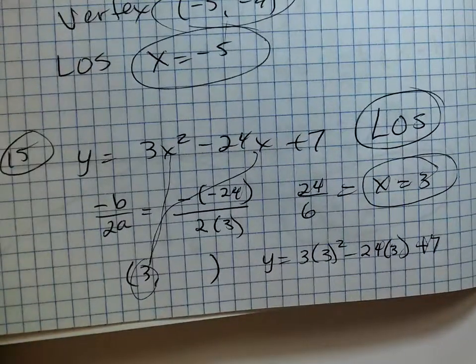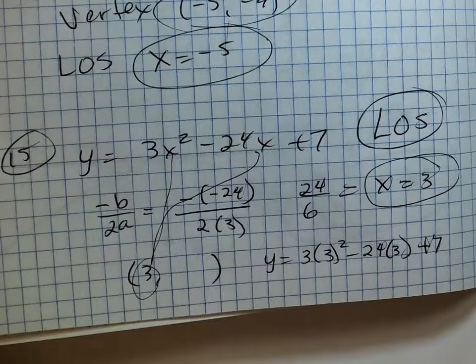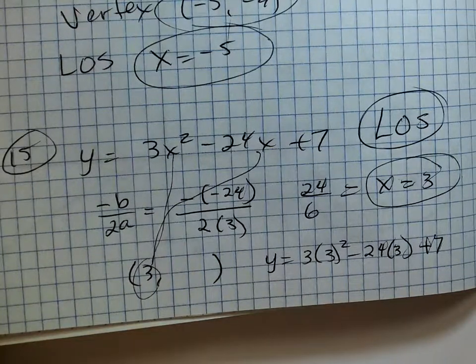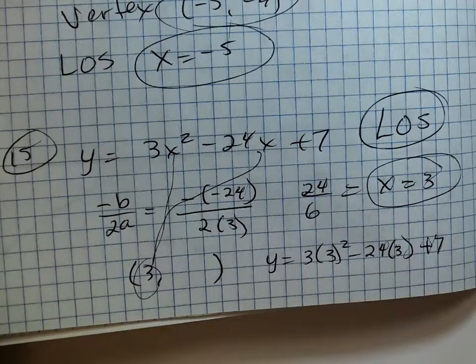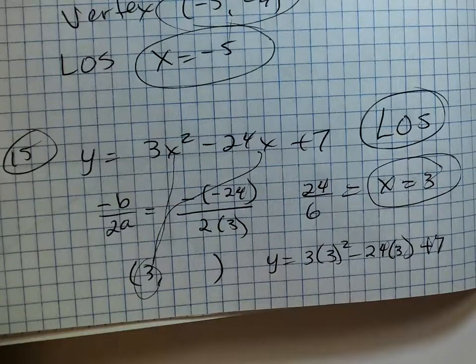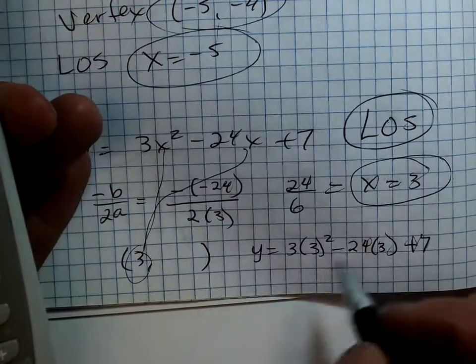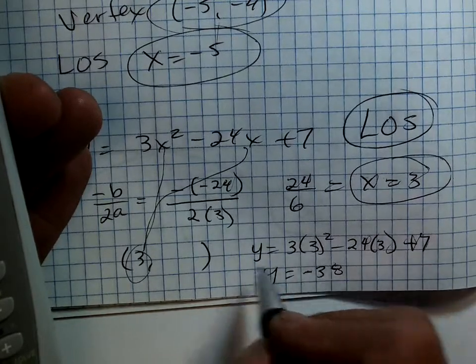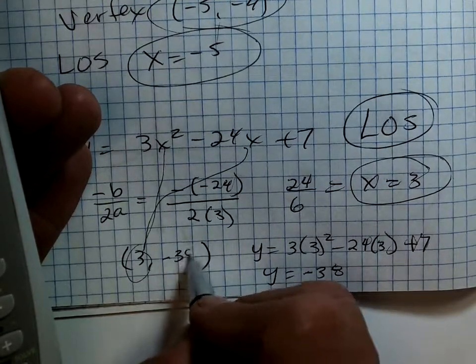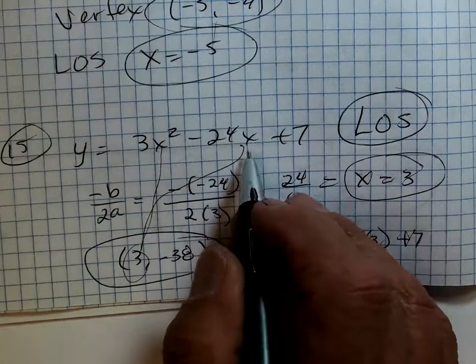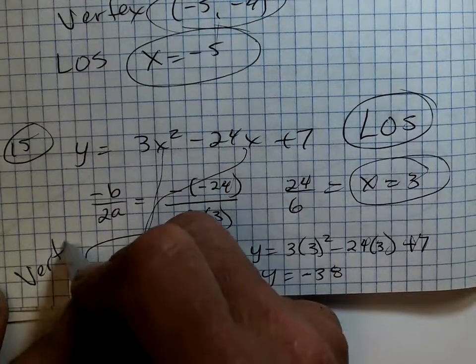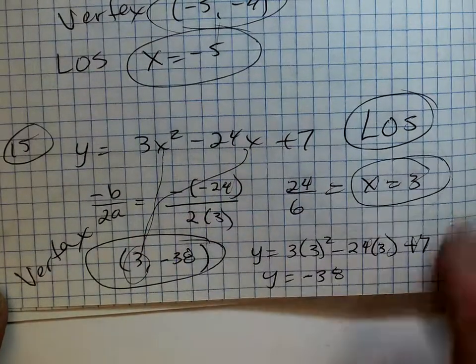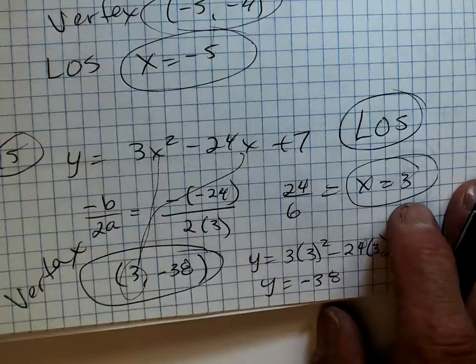Just do it and then I'll show it to you, okay? So 3 parentheses 3 squared minus 24 times 3 plus 7. Okay, and I get negative 38. Y equals negative 38 when I plug it in. So I'll put my negative 38 here. So there's my vertex of my parabola. And there's my line of symmetry. Okay, we're getting done. Almost.